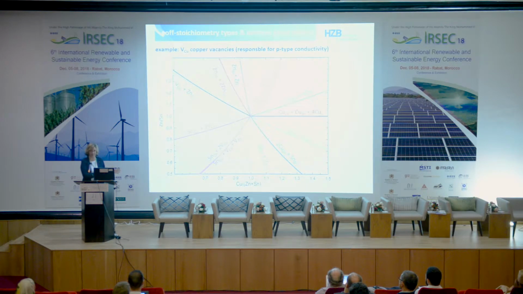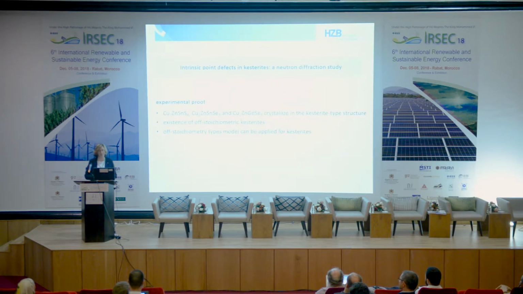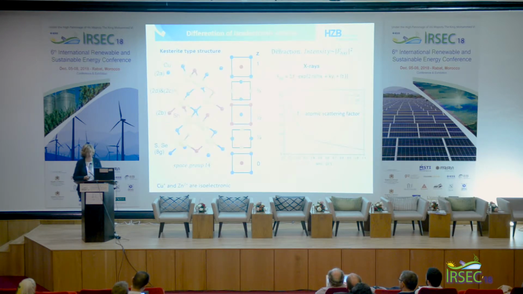So this is a model, and now we have to think about how we could prove this model experimentally. For that, as we always do, we study these intrinsic point defects by neutron diffraction, and I will explain to you why we have to use neutrons in the next slide. So if you do a diffraction experiment like X-ray diffraction, electron diffraction, neutron diffraction, your intensity, what you measure in your detector, is proportional to this structure factor F_HKL.